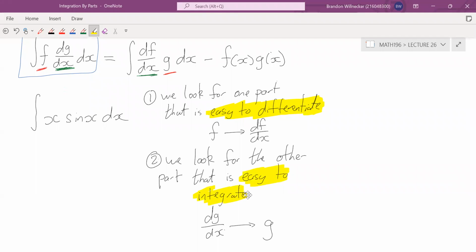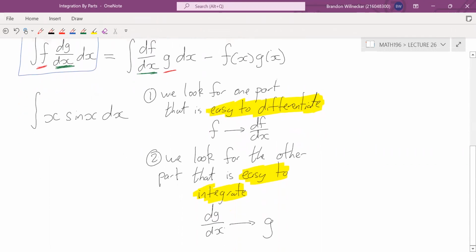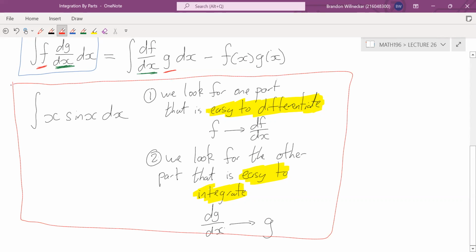Okay, so if we identify these two parts, and then we use this formula over here, then the result will be much easier to integrate afterwards, because we swap the role of f and g. So that's the idea here. Let me just put this in a box. This is the idea of integration by parts.